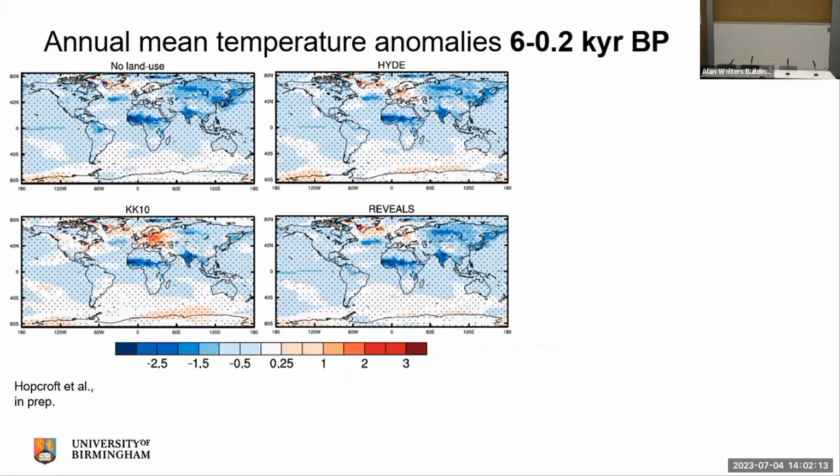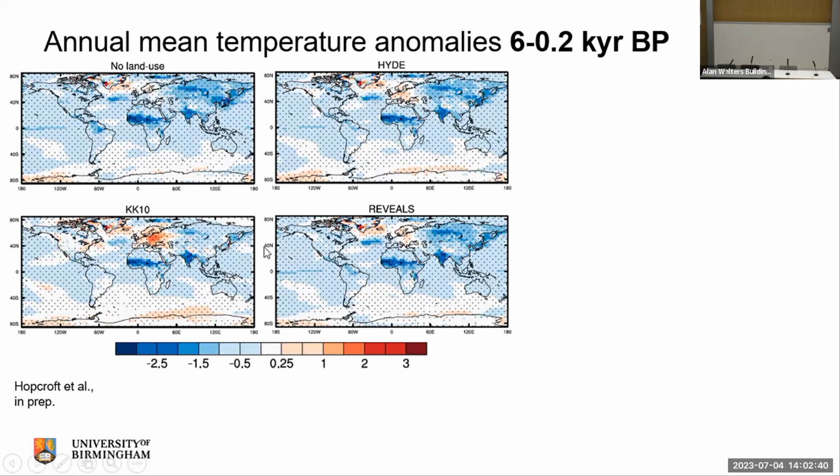And we can also look spatially. These are maps of the temperature anomaly, the temperature difference between 6,000 years ago and 200 years ago. In the top left, it's the no land use scenario. The stippling is just showing you where it's estimated to be a significant difference. The HYDE is the same thing, but with the low intensity land use. The KK10 is the high intensity, and the REVEALS is the pollen based.